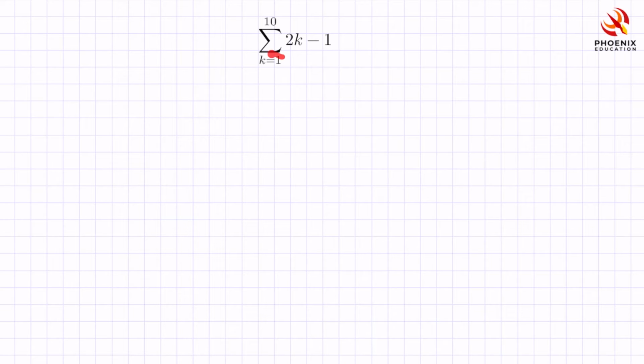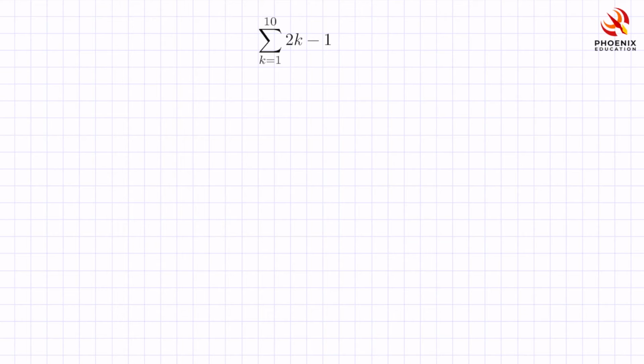Next we have this component. This tells us what starting value we are going to plug into our formula. The top component here tells us the last value that we're going to plug into our formula. So in this case, we're going to be plugging in values into k in the formula starting at 1 and all the whole numbers up to 10.